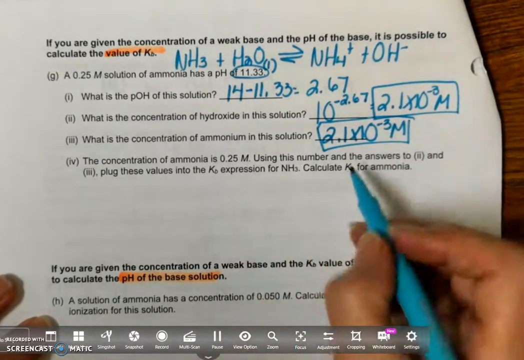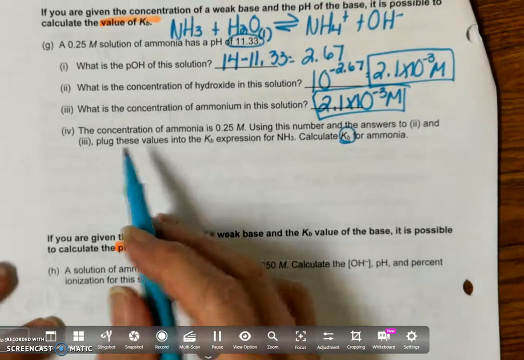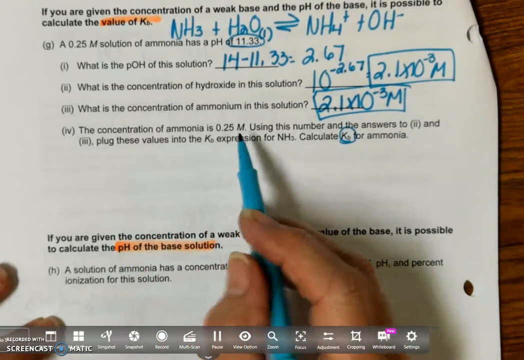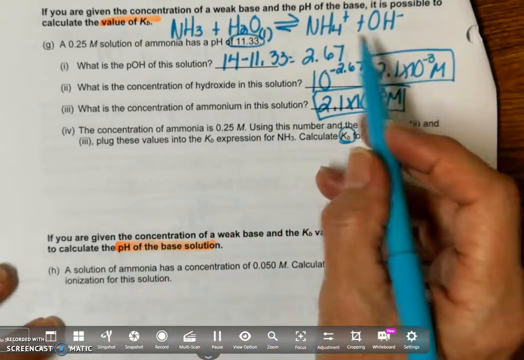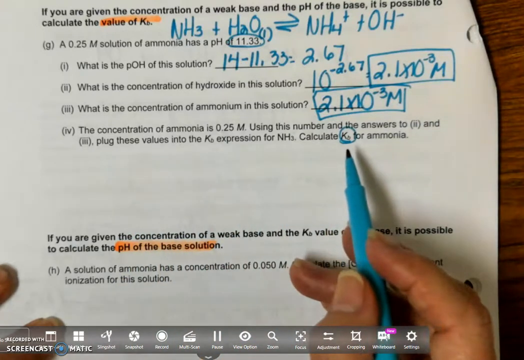Now, I need to calculate Kb, so let's do that. So here's my concentration, it's 0.25. I know what my hydroxide and ammonium concentrations are. Let's plug them into the Kb expression. Now, what am I missing?